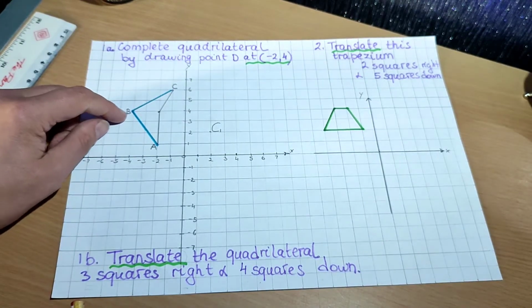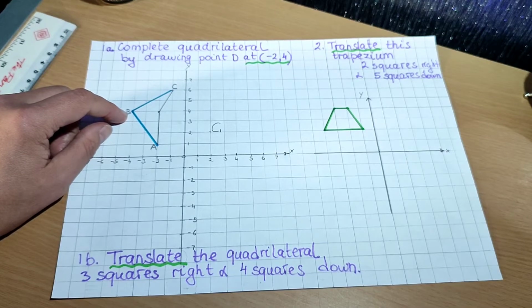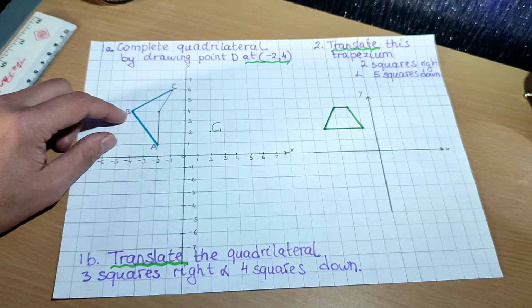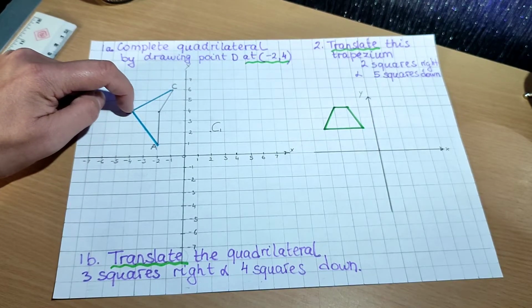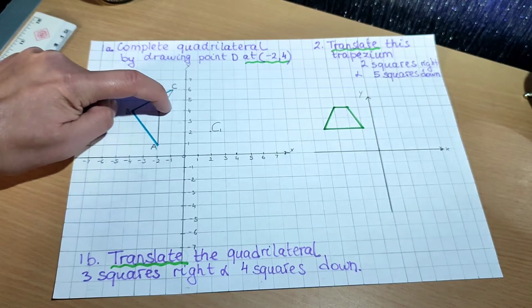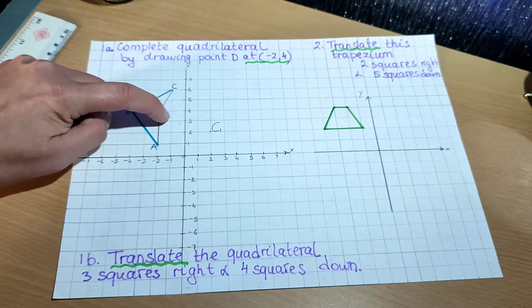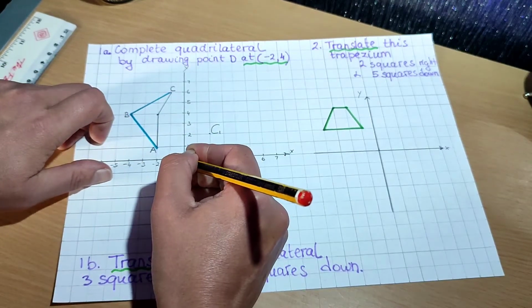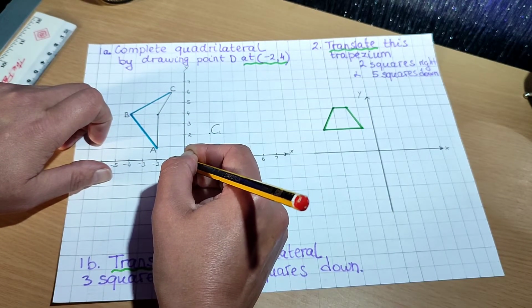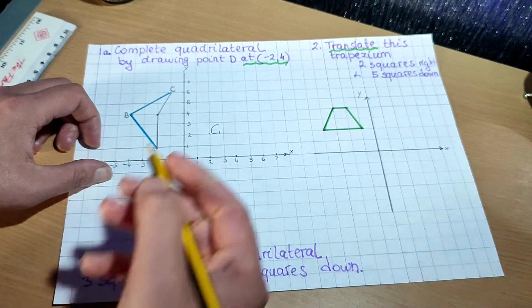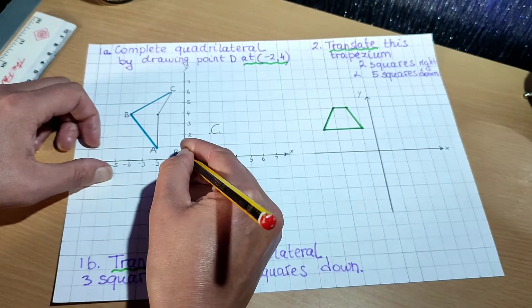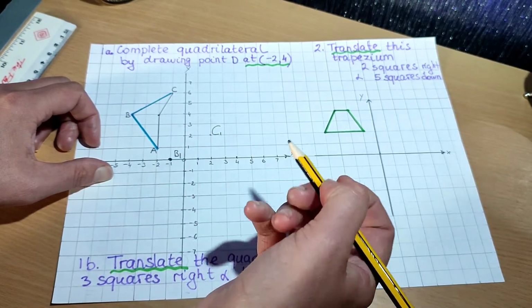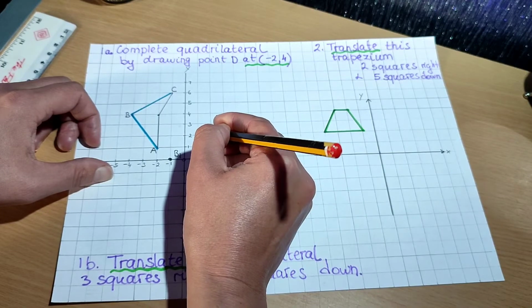Now let's translate point B. So we're doing exactly the same, following the same process. So 3 squares to the right, 1, 2, 3, and 4 squares down. 1, 2, 3, 4, and it's here. So this is where our new point B is going to be. Let's call it B1. Okay, I'll make it more visible so you can see it.